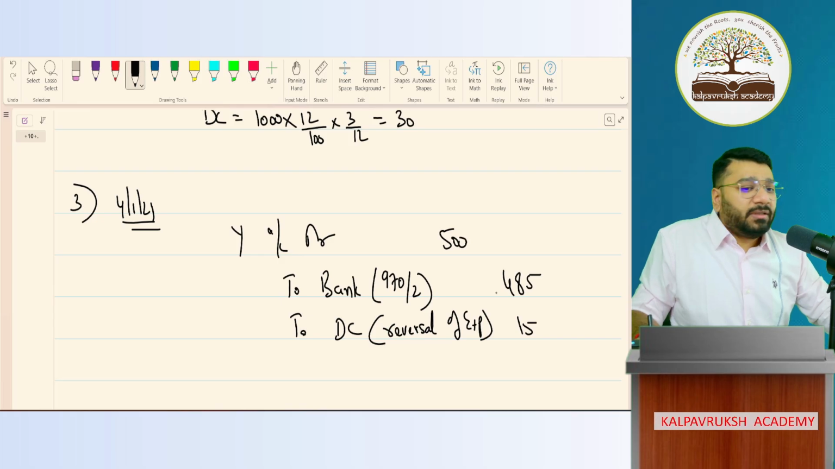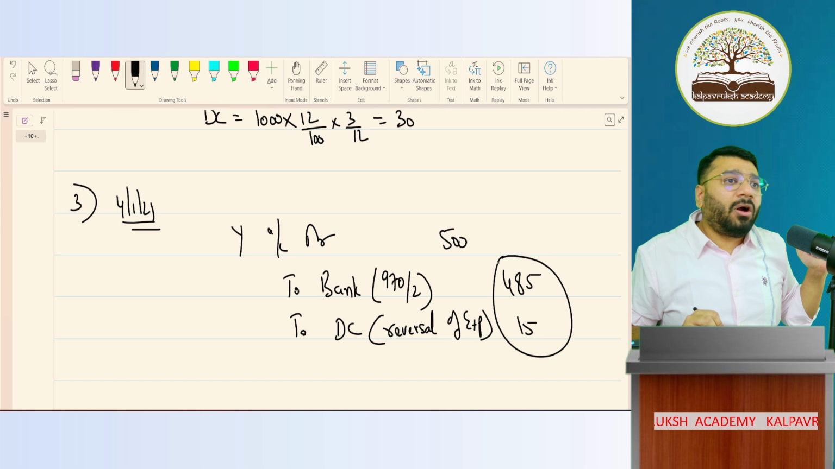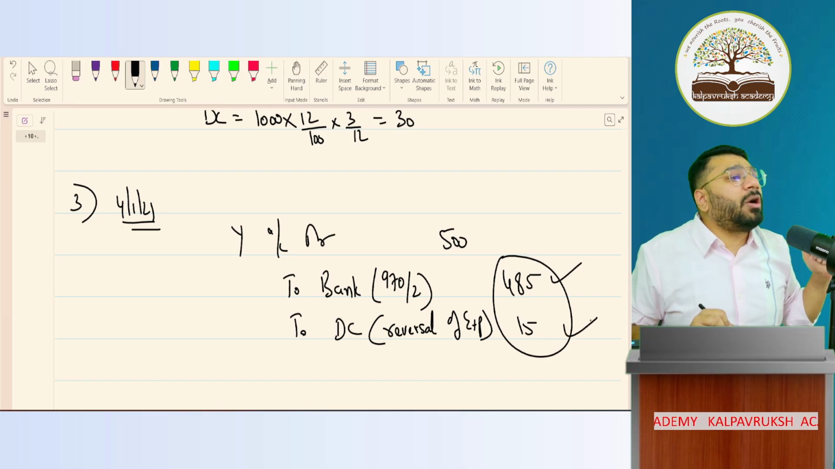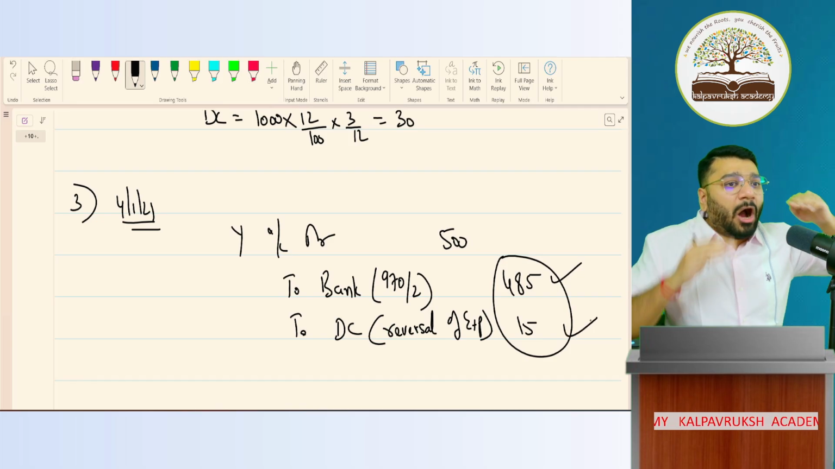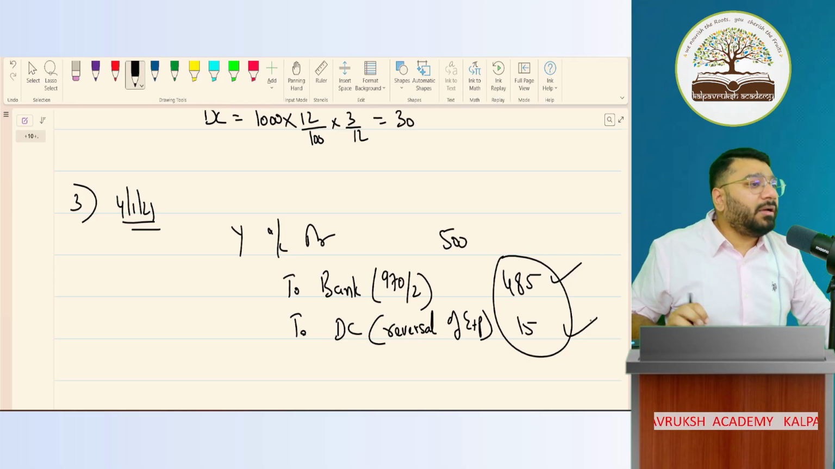Y account debit how much? 500 rupees. If you add these two, what is the total in Y's account? 500. Got it? In that 500, 485 is the loan amount and 15 is the discounting charges. So in total how much have I already settled to Y? 500 is settled in total. Got it?